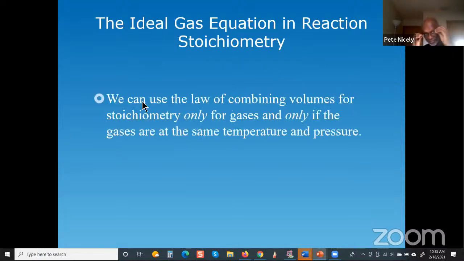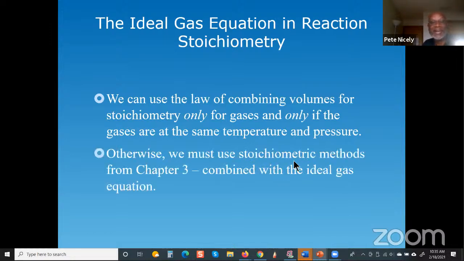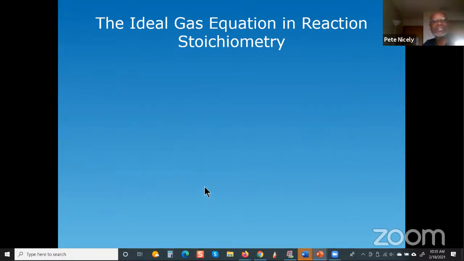So as stated here, we can use the law of combining volumes for stoichiometry only for gases and only if the gases are at the same temperature and pressure. That is something that we stressed earlier. Now, things are a bit different when the temperature and pressure are changed, right? If the temperature and pressure are different, then basically we have to employ some of the stoichiometric methods that we used in combination with certain gas laws, in particular the ideal gas equation.